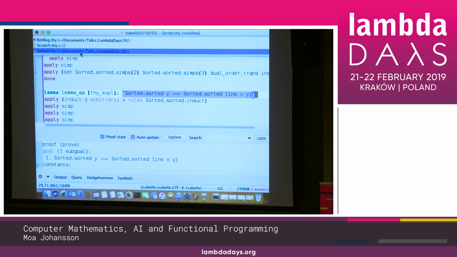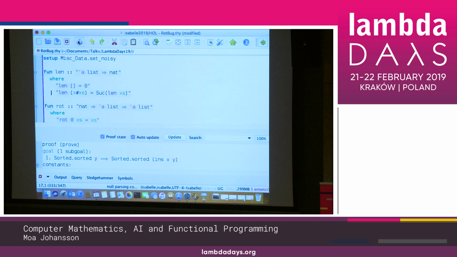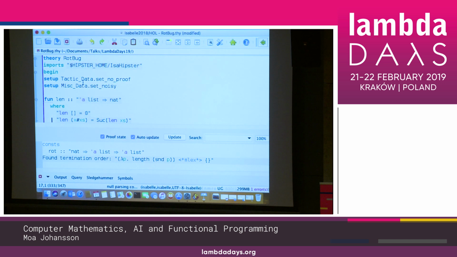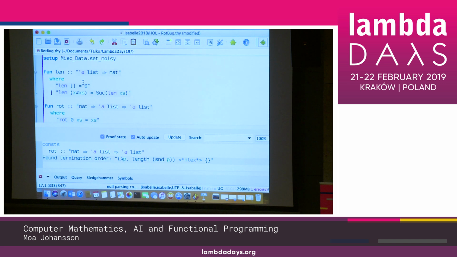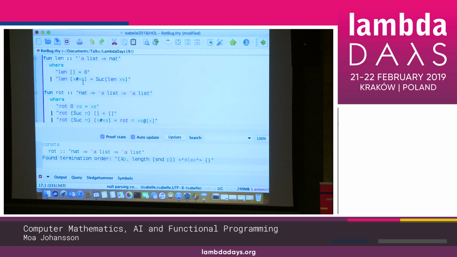I might try and do another very quick demo. This is all very nice if you're into computer mathematics, but I want to show a different example which is maybe a bit more relevant if you're a programmer. Now I'm not going to bother about the proof, I'm just going to do some testing. So what happens if I give Hipster a buggy program?